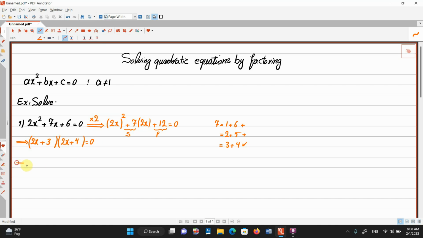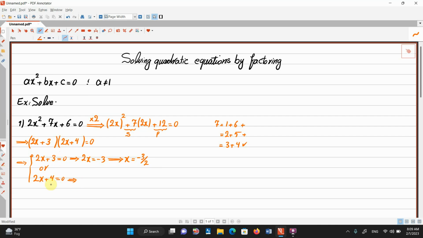Now, using the zero product property, you can have the first factor equals 0 or the second factor equals 0. As you see, this quadratic equation has been separated into two simple linear equations. Now we continue solving these linear equations. 2x would be equal to negative 3. I brought this constant to the right side, and then dividing both sides by 2 results in x equals negative 3 over 2. This is the first solution.